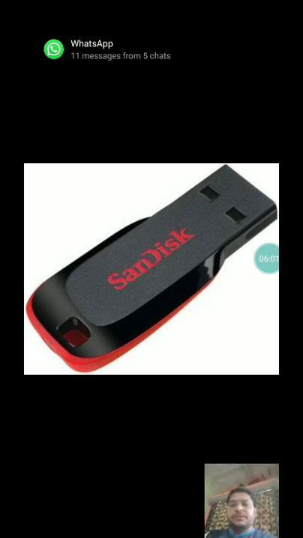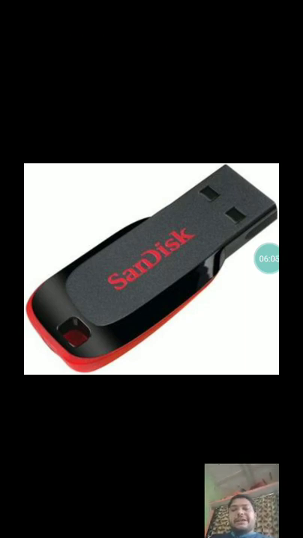Pen drive. A pen drive is also known by the other name, flash drive. It is the most popular data backup device. It is a plug and play device and can be connected to the universal serial bus.